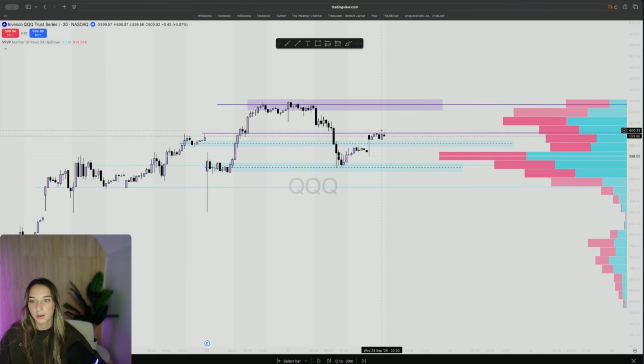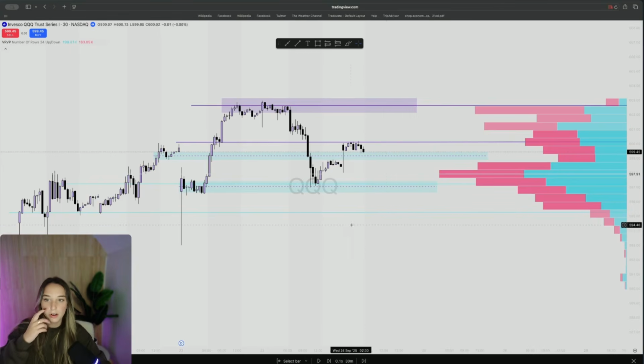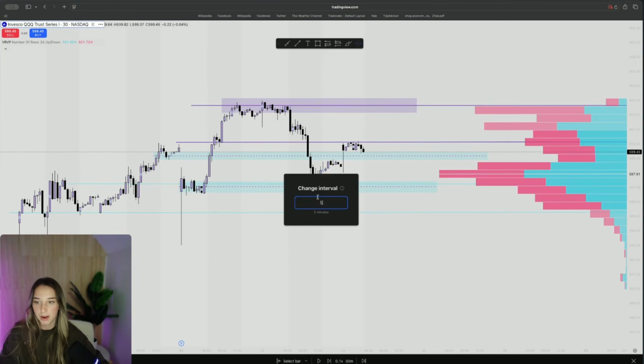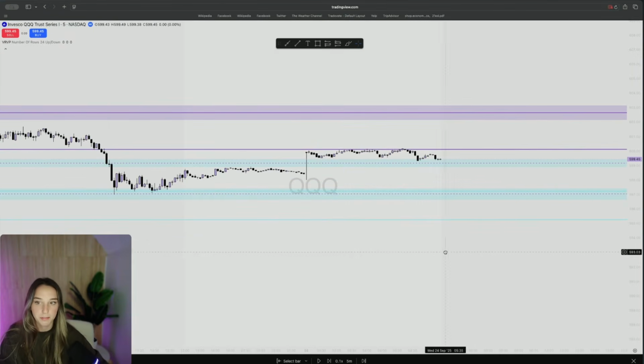Now, I'm going to skip ahead a little bit and take us closer to market open so we could start that back testing session. Now that we are near market open, I'm going to switch us into the 5-minute time frame, just so that is where I would take my entries off of, is in the 5-minute time frame.